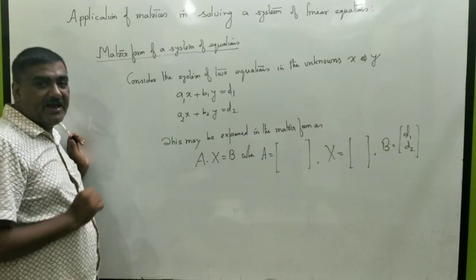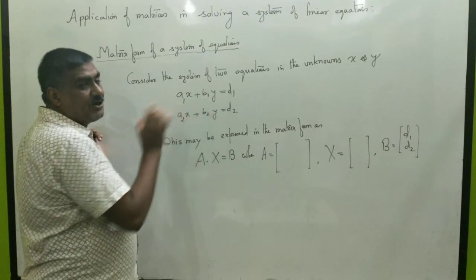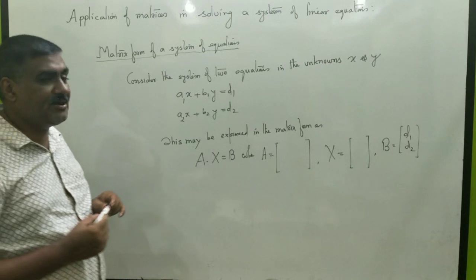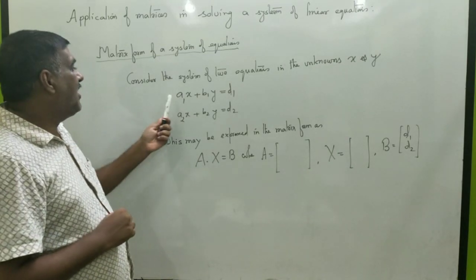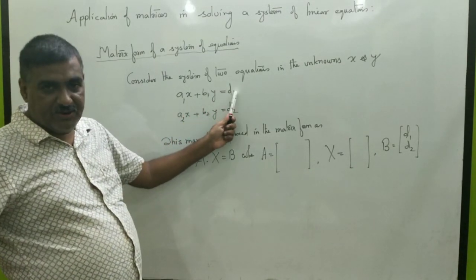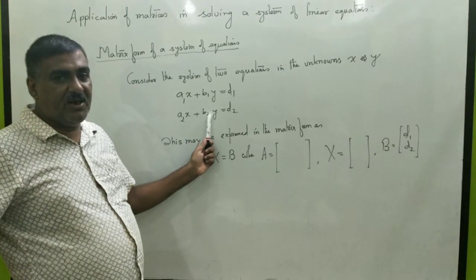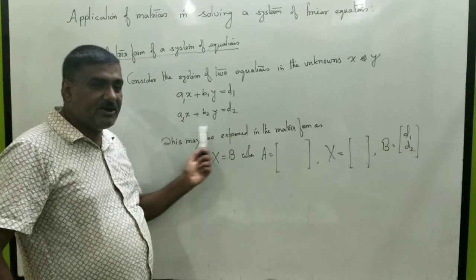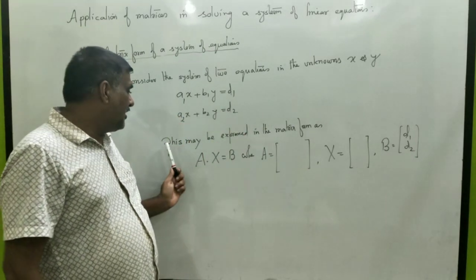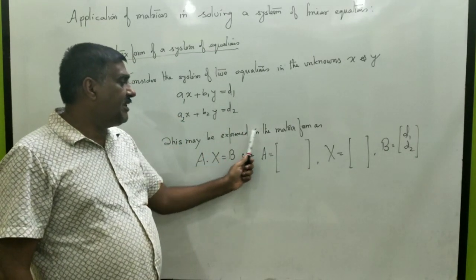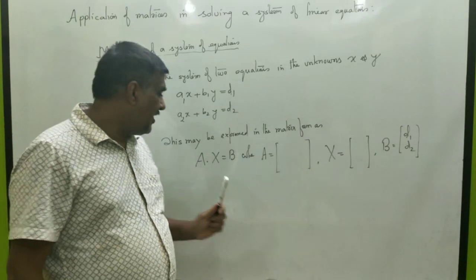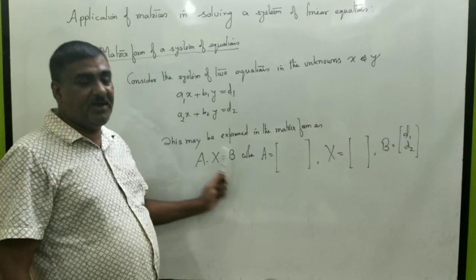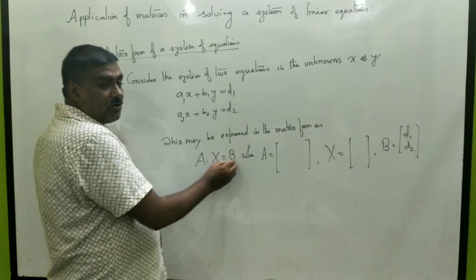So how do we write it in matrix form? It is a simultaneous equation of two variables: a1x plus b1y equals d1, a2x plus b2y equals d2. Clear? This simultaneous equation may be expressed in the matrix form as Ax equals b.